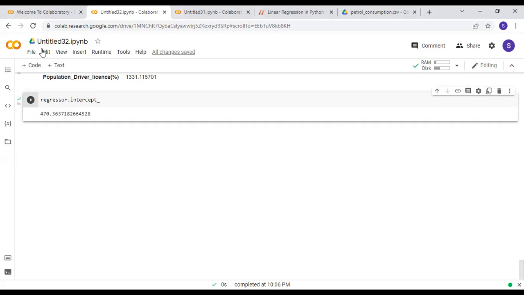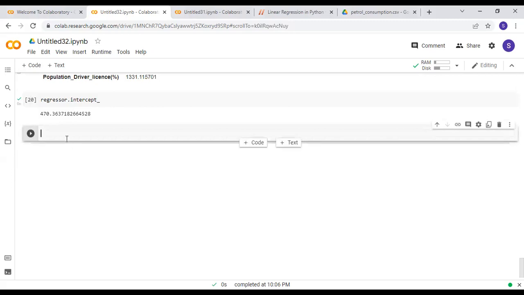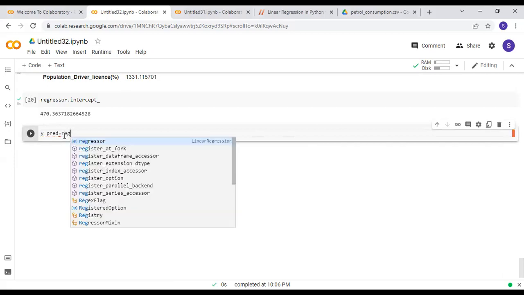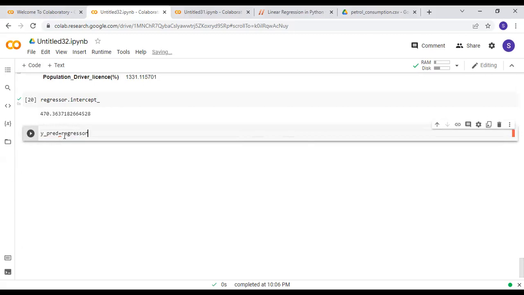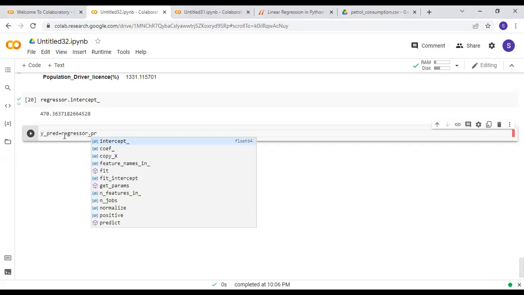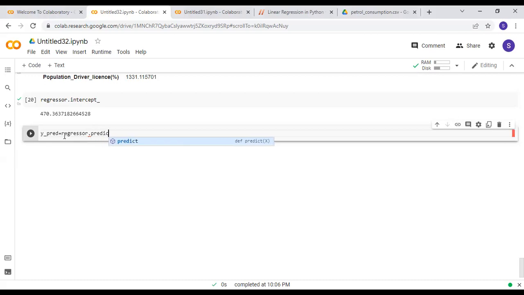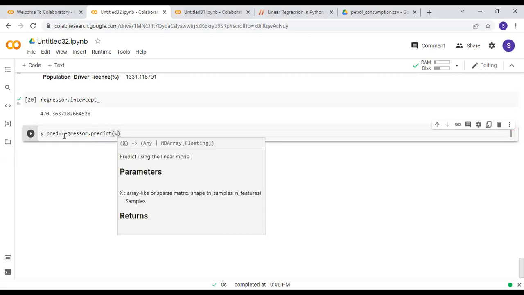Now I will get the predicted value. So I will write y_pred equal to regressor.predict, and I'm using the x_test.